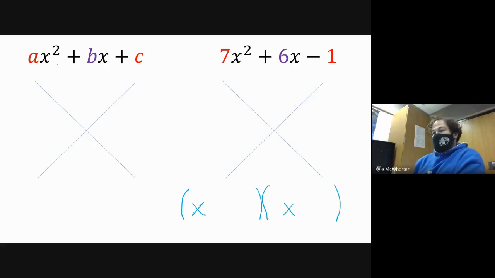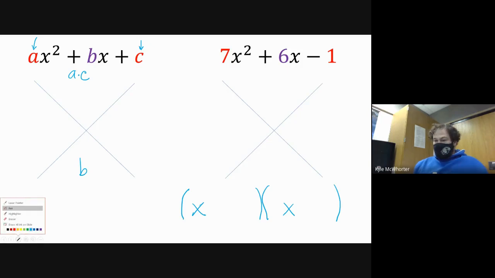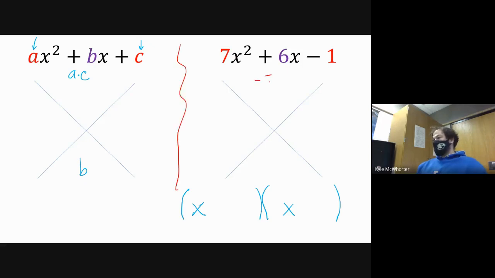So what we do is you take the first number, the a, and the c number, and we multiply those together. So a times c, and then we're going to put b down here. For this example on the right side, I'm going to do 7 times -1. That gives me -7. And then my 6 goes down in the bottom.